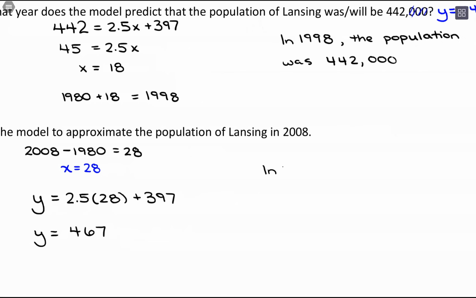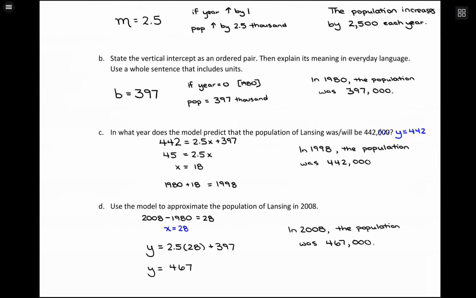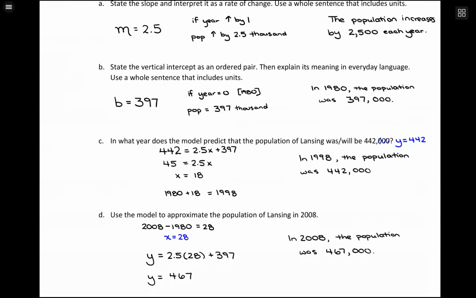So in 2008, the population was 467,000. So there's our word problem with some tips on how to interpret slope and intercept, as well as plugging in values.